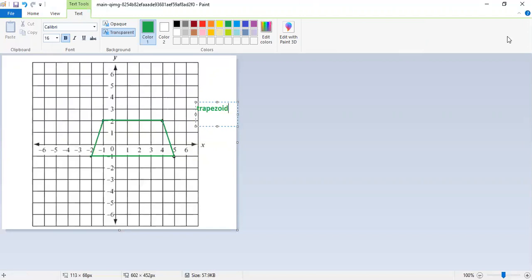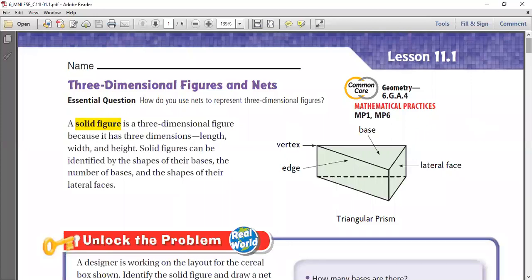Okay, so this is going to be a trapezoid. Okay, so quickly let's move to today's lesson. Today we are going to be starting the new chapter. That's chapter 11, lesson 1, page number 597.